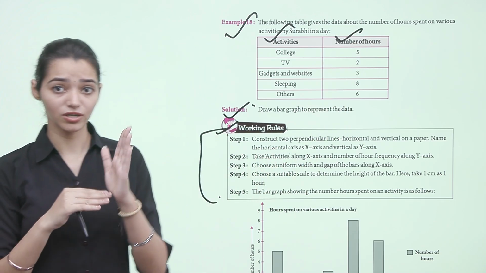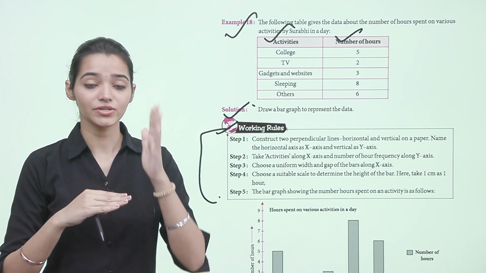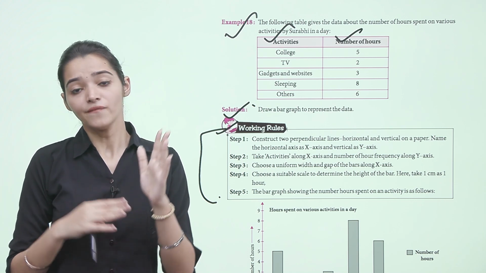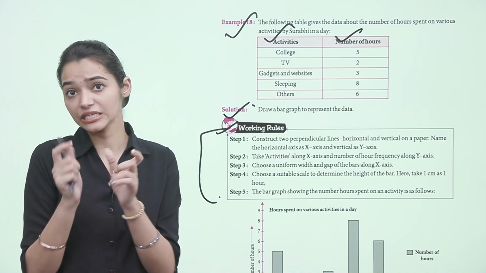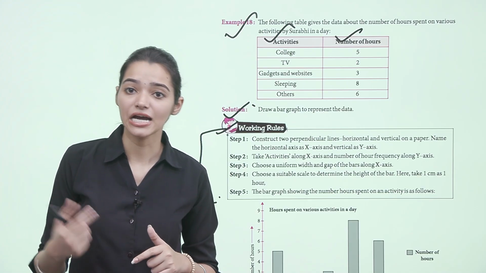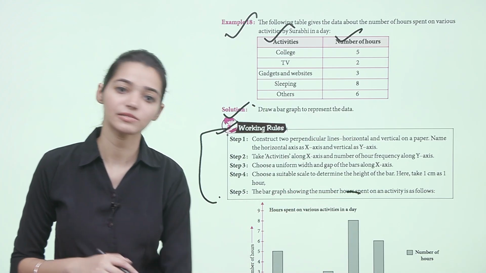Firstly, we construct two perpendicular lines, horizontal and vertical. The horizontal is our x and the vertical is our y. We take activities along x and number of hours along y. We'll choose a uniform width and a uniform gap. Then we will choose a suitable scale to determine the height, taking 1 centimeter as 1 hour. And here's a bar graph which shows the number of hours spent on each activity.